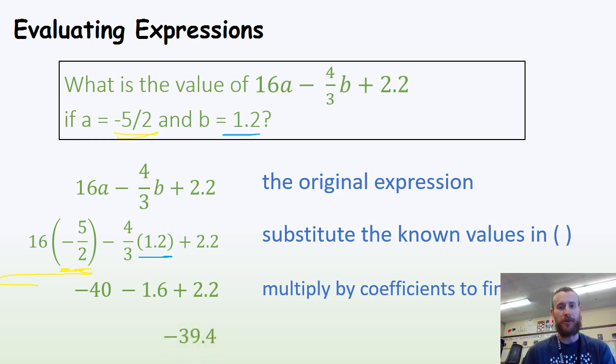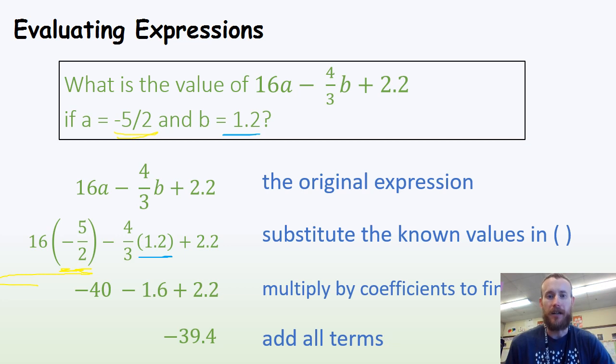Then we want to add these up. So still -39.4. Again, you want to find the value of those 3 terms. So -40 and -1.6 would make -41.6. And then you add 2.2, you would get -39.4. So see how you did? Hopefully you got the value of that expression. But we are going to use decimals and fractions quite a bit in our work with expressions.